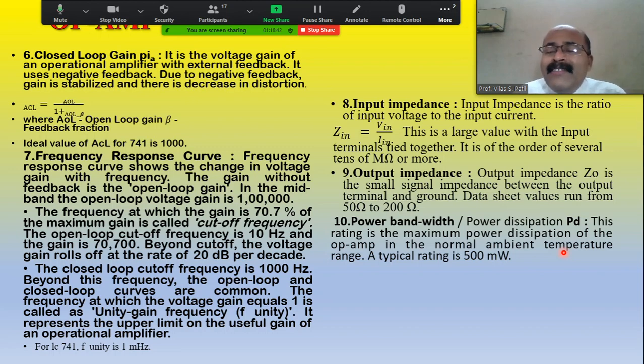Frequency response curve, we know that generally a frequency response curve means it is a graph. If we have to draw a graphical representation, there is the requirement of two quantities. One we have to plot on the y-axis and another on the x-axis. And in case of a frequency response curve, on the y-axis we are going to plot the gain. It may be voltage gain.